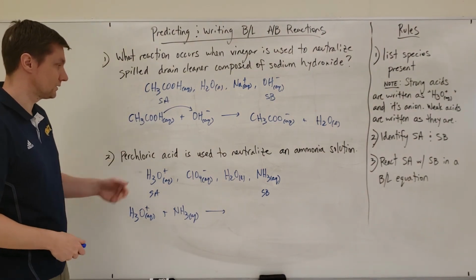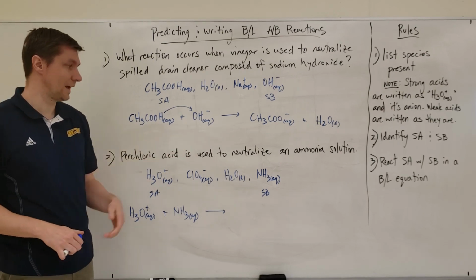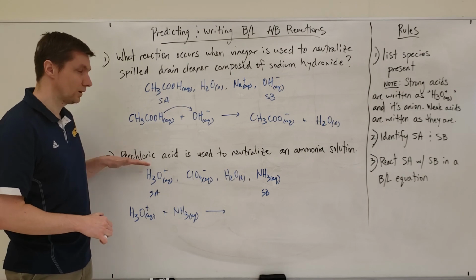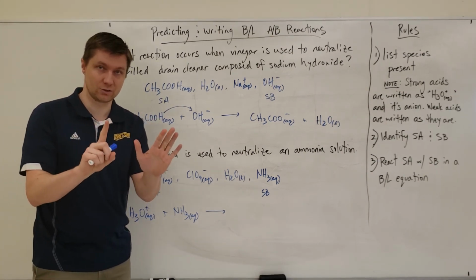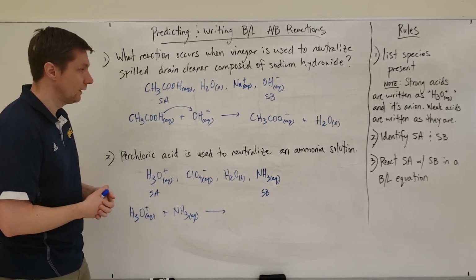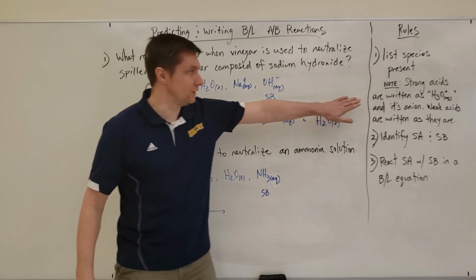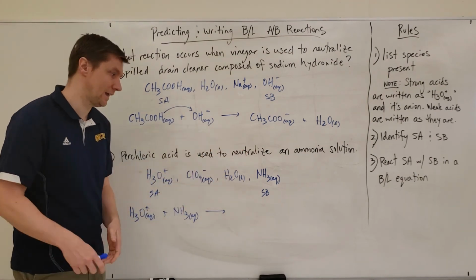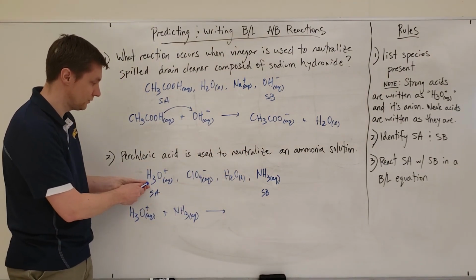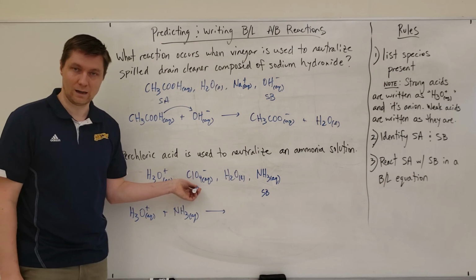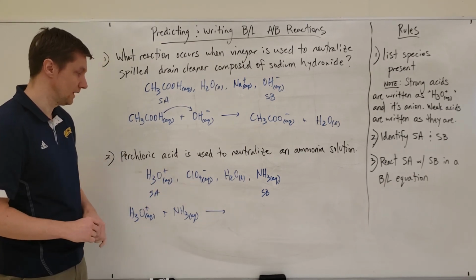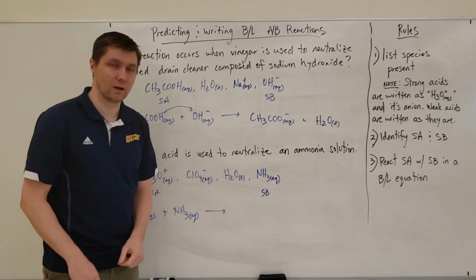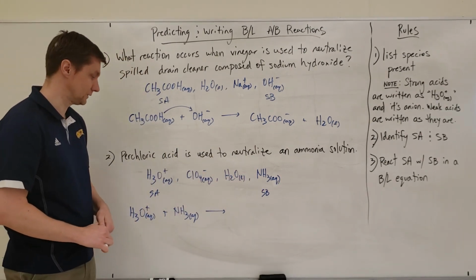Here's another quick practice problem that we can do together. Perchloric acid is used to neutralize an ammonia solution. And so this perchloric acid is a strong acid. It's one of the 6 strong acids on the chart. And so as noted here in the notes, you need to write strong acids as H3O plus and its anion. So I've done that. You can see I've got H3O positive here and the perchlorate ion that it is made from. It's also a solution, so I know the water is present, and then I've got my ammonia as an aqueous substance there as well.